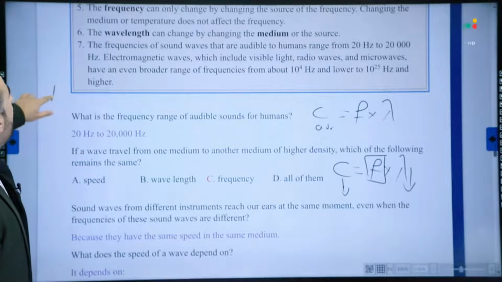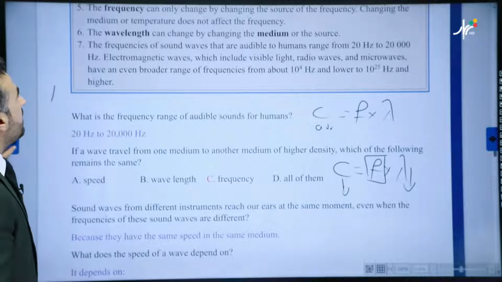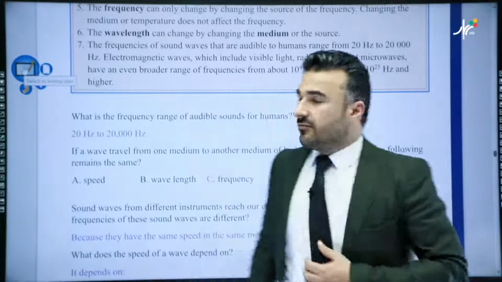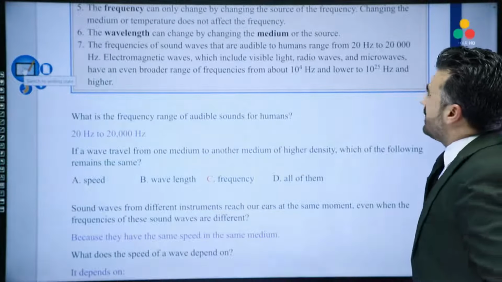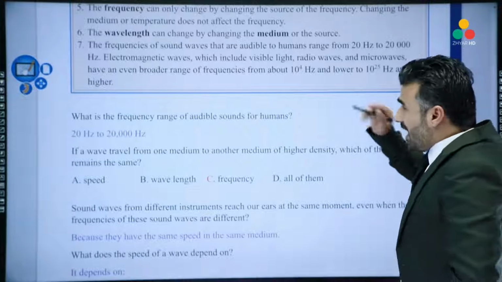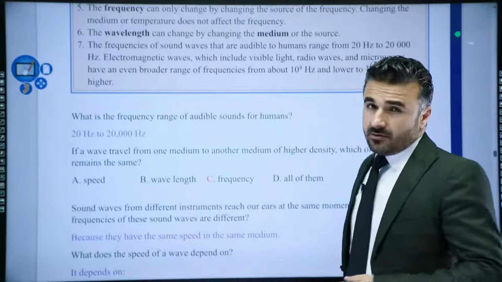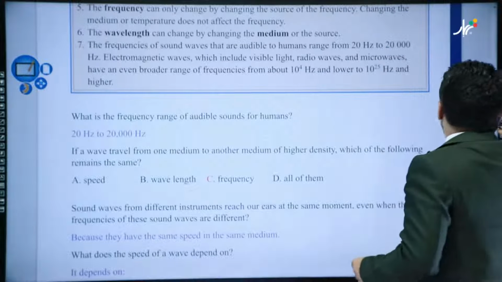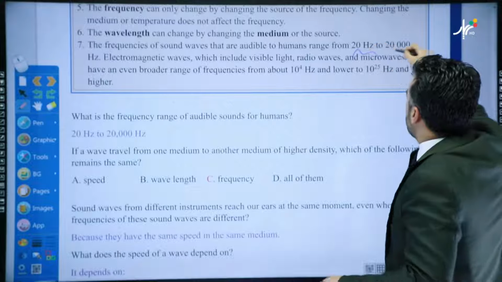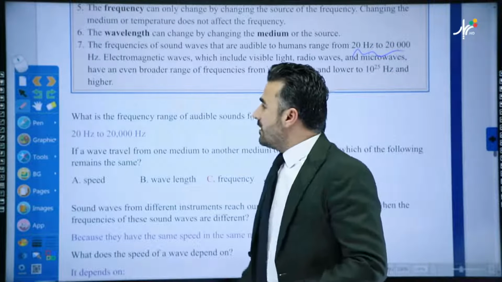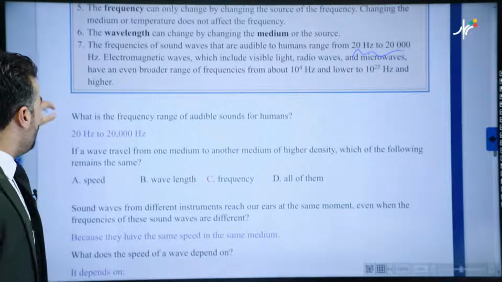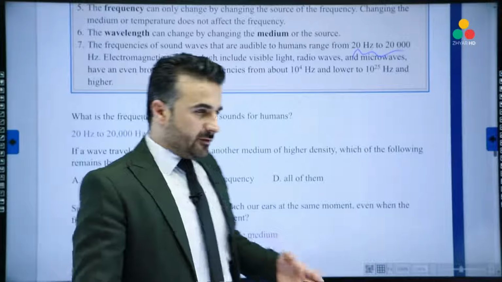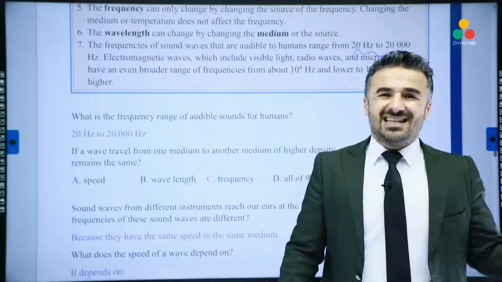And what else do we have? The frequencies of sound waves that are audible for the human range. Of course, we'll focus on this more in the 4th chapter, or perhaps later on. The frequency of the sound that is heard by humans varies from 20 hertz to 20,000 hertz. Remember, this is called the audible range. Now we have a question here: what is the frequency range of audible sound for humans? And of course that is from 20 hertz to 20,000 hertz.